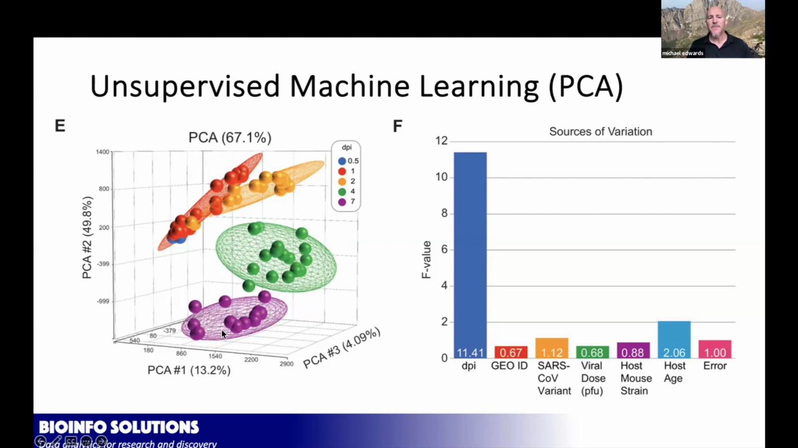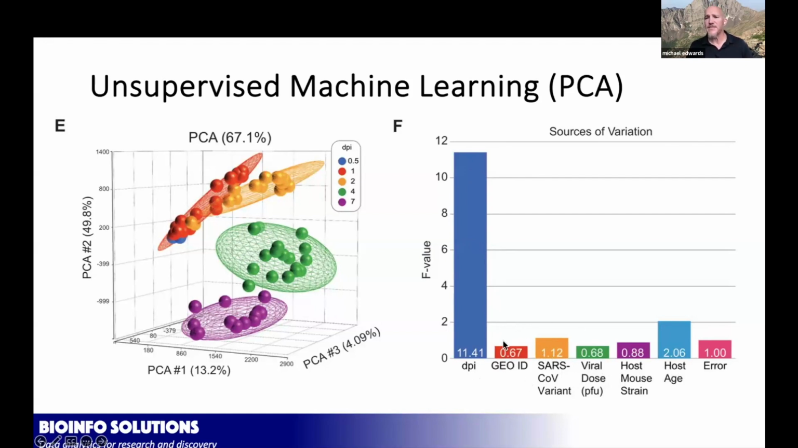Because by 7 days, it's starting to look more like the control animals. If we look at some of our variables and their effect, the F value, the higher the F value, the more effect that variable has on our data. You can see DPI is much, much higher than everything else. Error would just be an F value of 1. The only other variables that are higher than our error would be the age of the animal, which would affect the expression, and the type of variant of virus used.